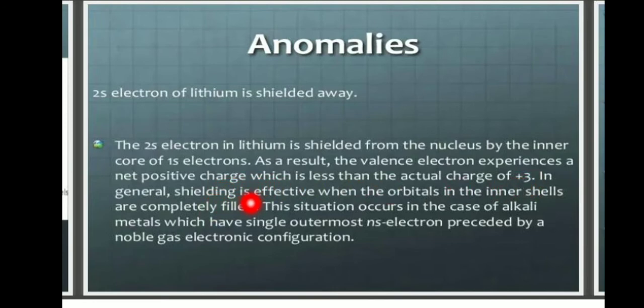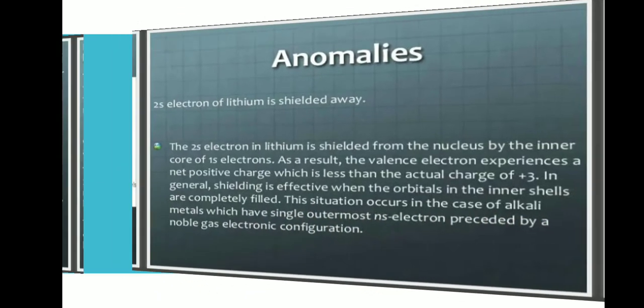In general, shielding is effective when the orbitals in the inner shells are completely filled. This situation occurs in the case of alkali metals, which have a single outermost ns electron preceded by a noble gas electronic configuration.